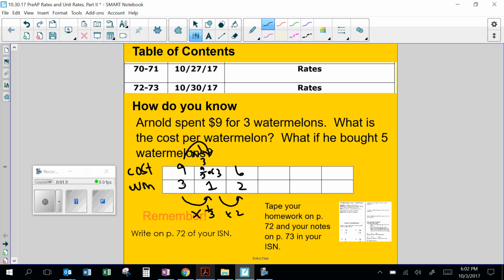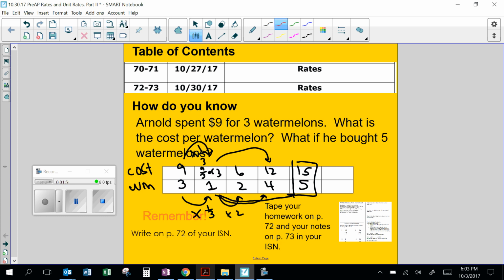As we could tell, 3 watermelon costs $9. What if he wants to buy 4 watermelon? So how do you turn 1 watermelon to 4 watermelon? You have to times it by 4. So 3 times 4 is $12 for 4 watermelon. What if he wants to buy 5 watermelon? So 1 watermelon to 5 watermelon, times 5, that would be $15. That's one way you could do it.